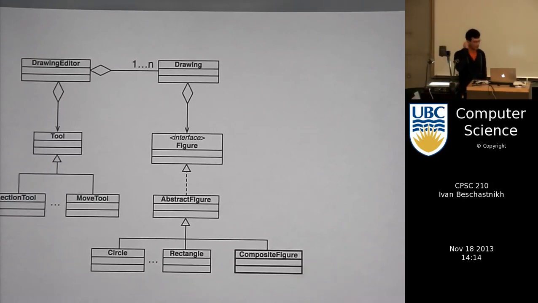Right? And I'll show you why in code. So if you look at the selection tool, the selection tool deals with figures, right? It selects figures. That's all it does. So the current code right now, like down below, essentially, let's look at the mouse pressed in drawing editor.